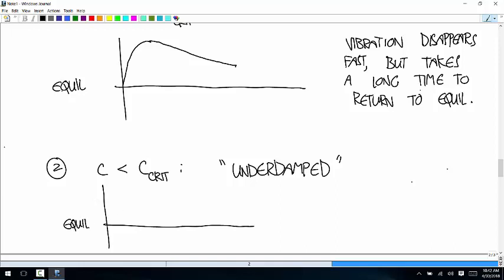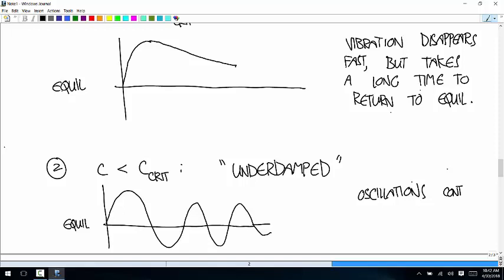And so in this case, the oscillations are getting smaller each time. But it takes a long time for it to die down. So with a decreasing magnitude, decreasing amplitude.